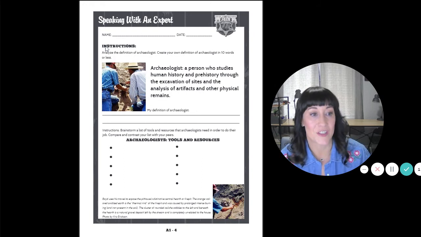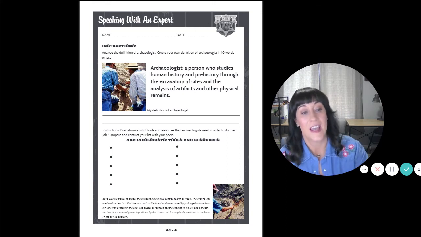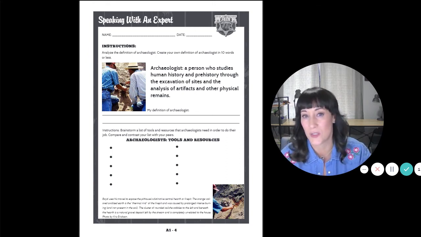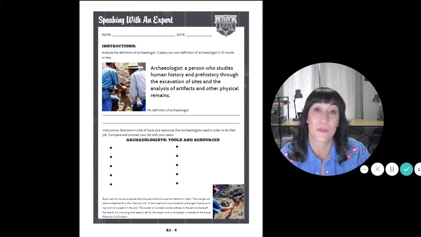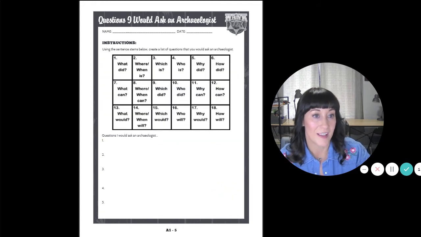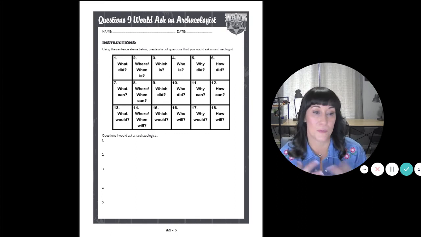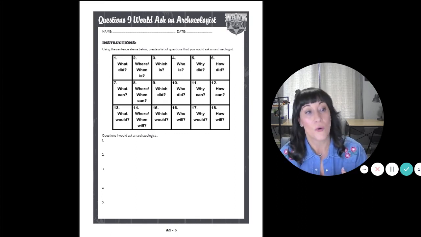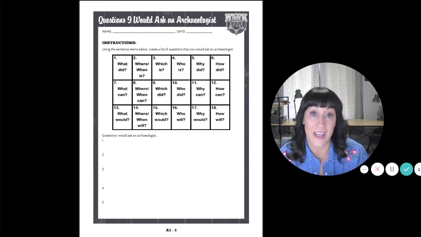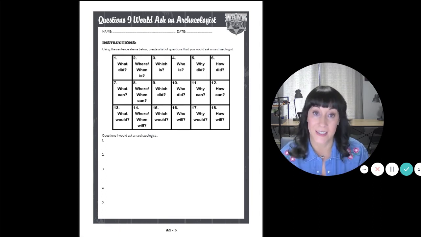The next page is, they could do this individually or in small groups, they write their own definition of an archaeologist. And then here is where they list what tools and resources archaeologists need in order to do their jobs. Last but not least, here is the assessment piece that they can either do by themselves, once again individually, or with a small group. They have a list of sentence stems, and then they have to create sentences they would ask an archaeologist.